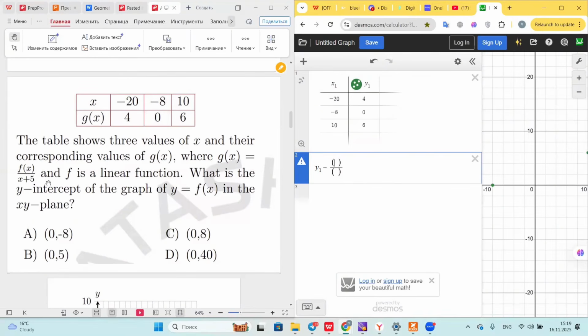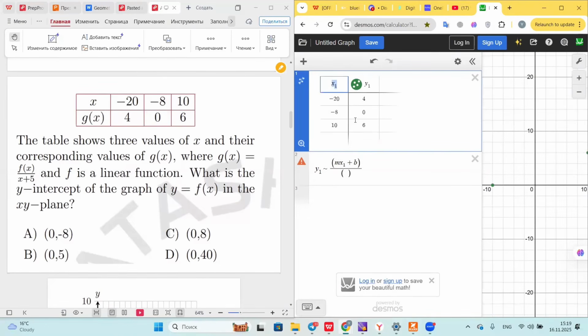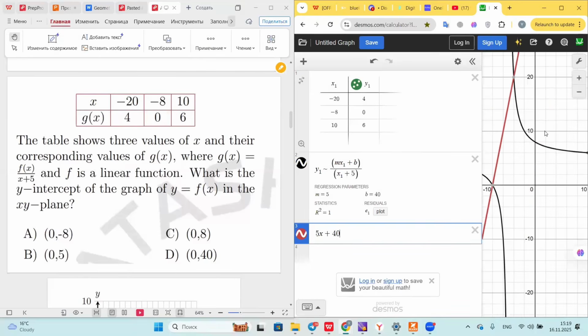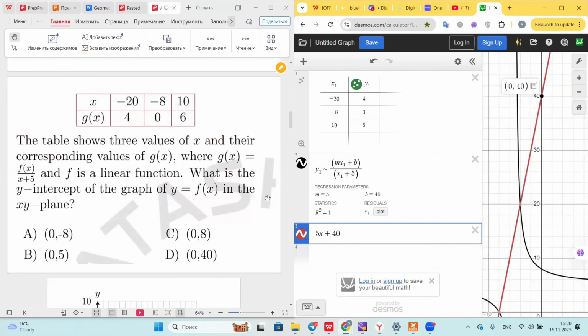You can see f(x) is a linear function. Any linear function can be written like this, m x1 plus b, because points are x1, y1. Here is x1 plus 5. Now b is found. This b means the y-intercept of this line, because when x is 0, the y-intercept will be just b, and b is 40. The line itself is 5x plus 40, very visible that the y-intercept is 40. The correct answer then will be D to this question.